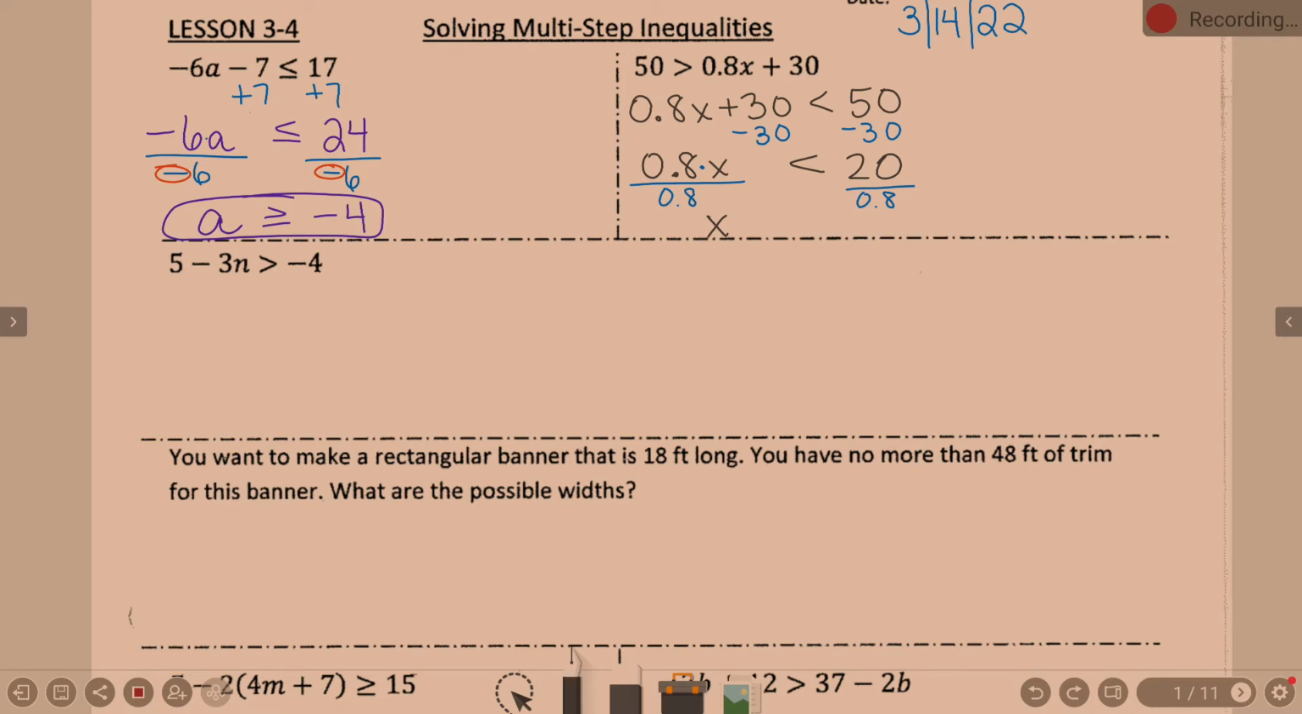I think so. Okay, it is. Now, I didn't write in a sign because I always wait and ask. Keep it or flip it? Keep it. Okay, I divided by a positive 0.8, so I'm just going to carry the sign down as is. X less than 25.